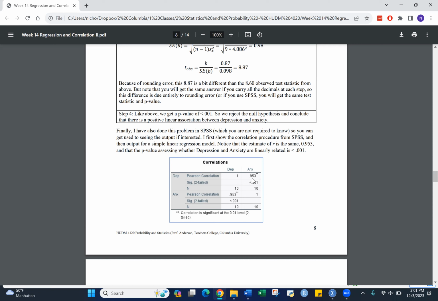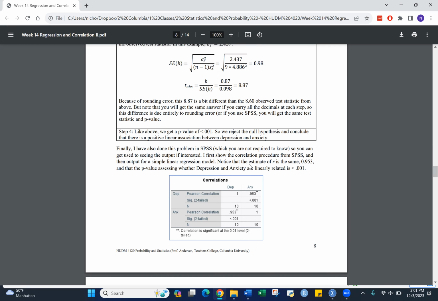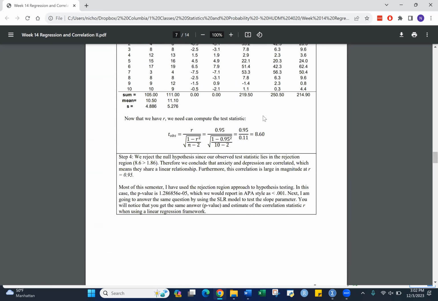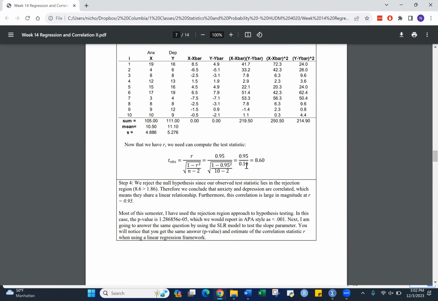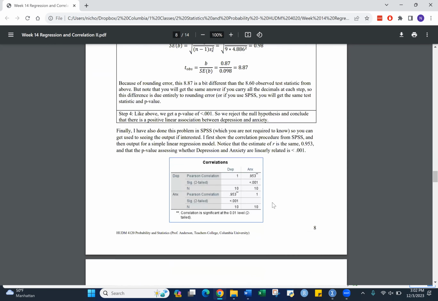So you can see here, I get the 0.95 estimate. It's the same. You can also see I get a p-value, and it's telling me the two-tailed p. So I get the same correlation, 0.95, computed up here. Also, my p-value is less than 0.001. That's APA format, and that's how they're putting it in SPSS.